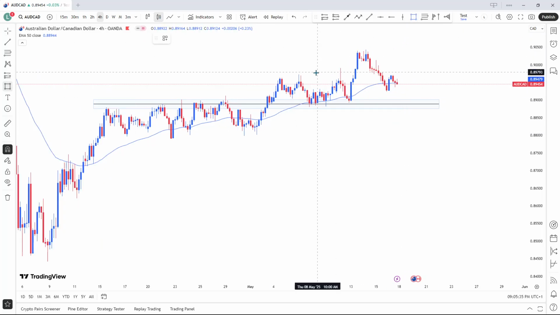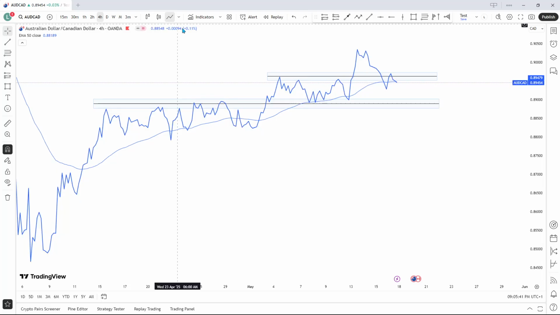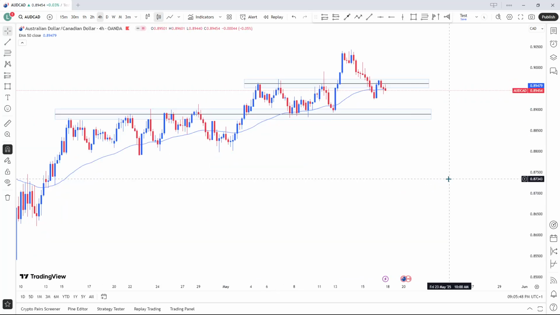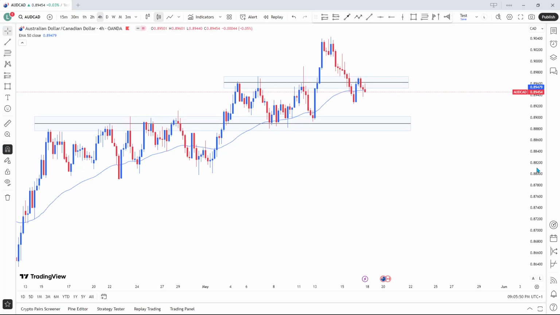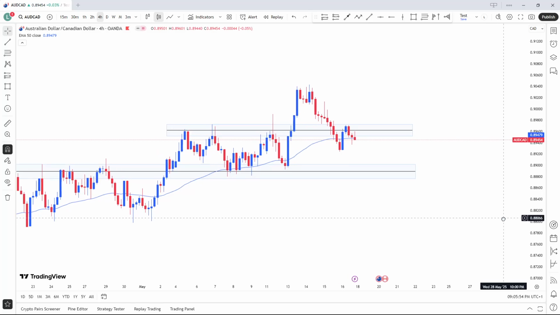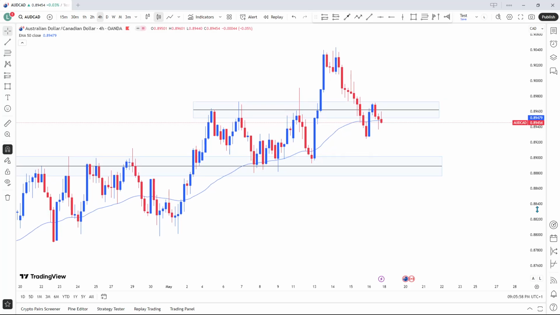So again, pick a point, either a higher high or a higher low, drag it left to right, and just like that you can see exactly where it's tapped into. So now what you would be doing is basically looking for a break and a retest above, or a break and retest below. So this is the 4 hour time frame for those that are watching.